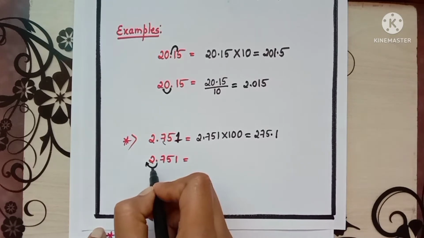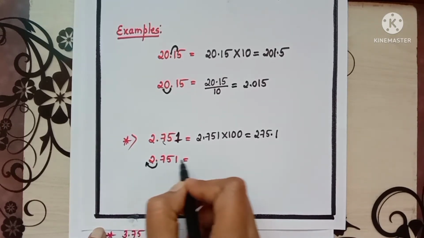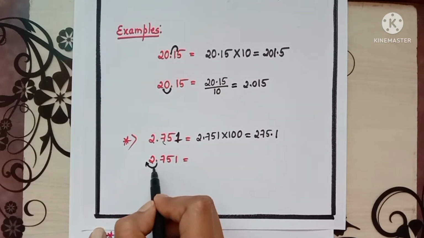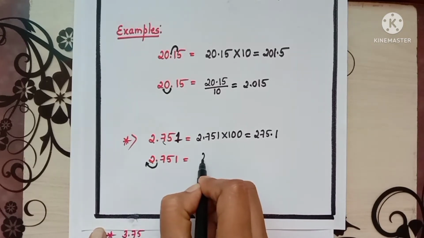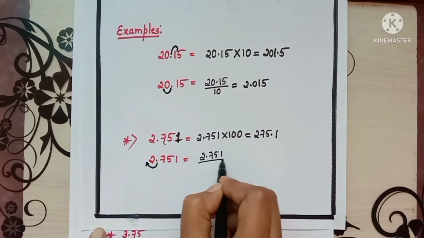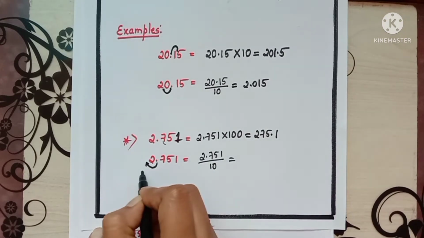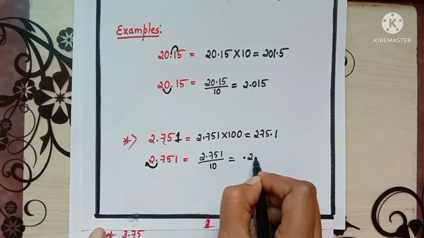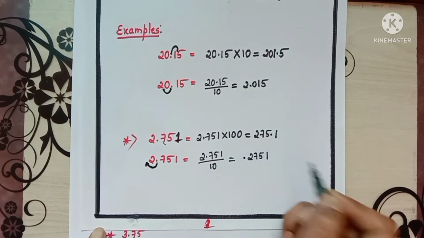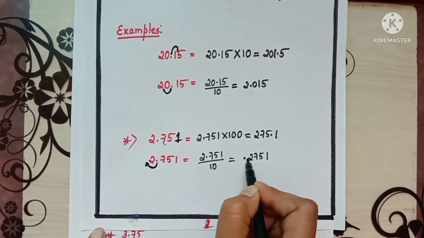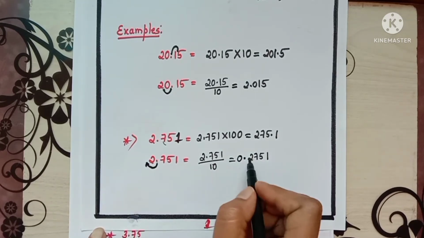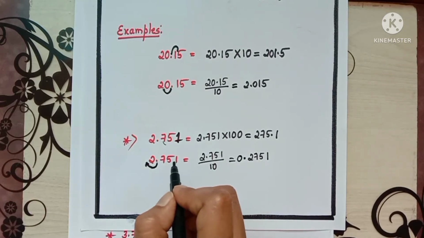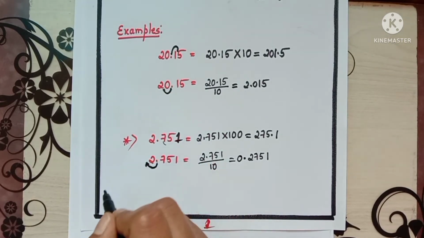Shifting this decimal point to the left side means I have to divide. Shifting by how many digits? Only 1 digit means I have to divide by 10. That is 2.751 divided by 10. Divided by 10 means the decimal point will come here. That is 0.2751. Here nothing is there means what? There will be 0. So the answer is 0.2751. Like this, we will shift the number to the right side and to the left side.